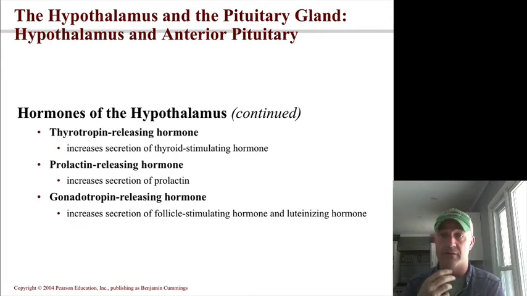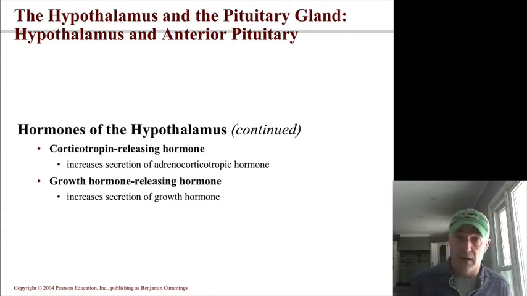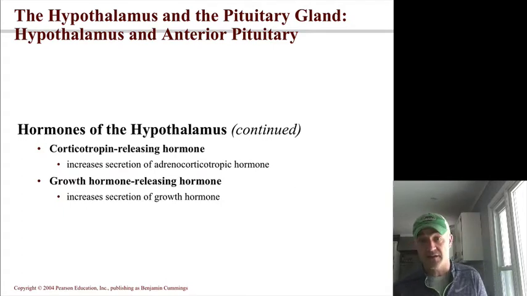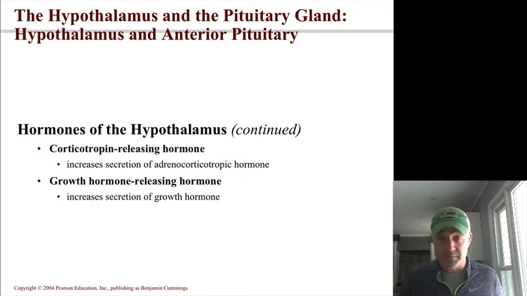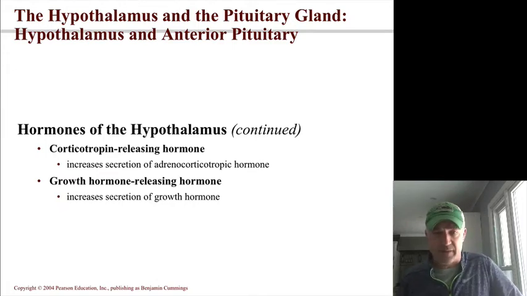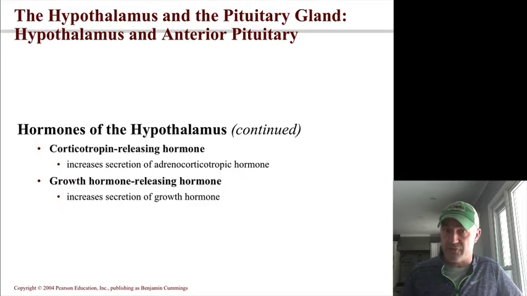So thyrotropin releasing hormone stimulates the release of thyroid stimulating hormone. Prolactin releasing hormone will cause the release of prolactin. Gonadotropin releasing hormone is going to cause the release of the two gonadotropins, which are follicle stimulating hormone and luteinizing hormone. Corticotropin releasing hormone is going to cause the release of ACTH, also known as adrenocorticotropic hormone. Growth hormone releasing hormone is going to cause the release of growth hormone. So, to me, with these ones, they didn't get fancy on the naming. They didn't get crazy on the naming. It's really straightforward to what they're doing.